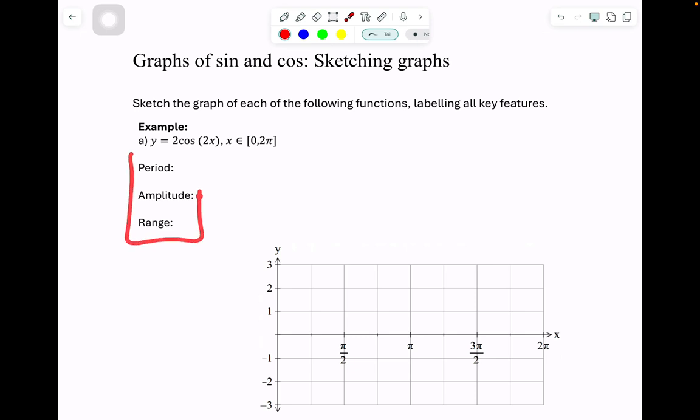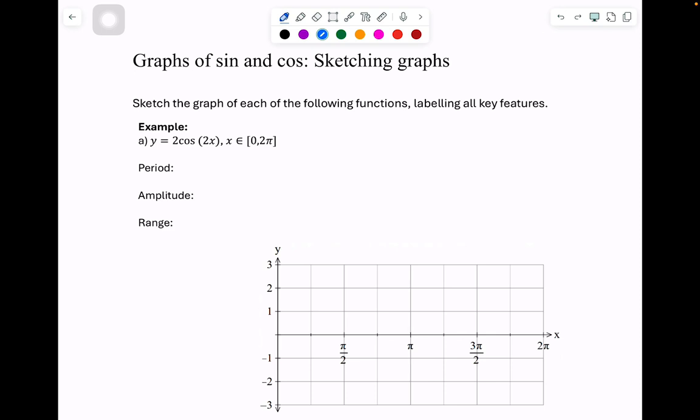We just want to list out the period, amplitude, and the range first so that we can get a good idea of what it's going to look like. And we're also going to draw out a basic graph, just like a mini sketch on the side first before we put it into our final version.